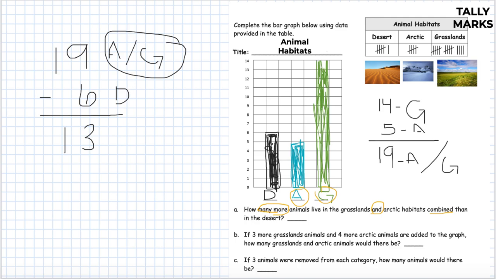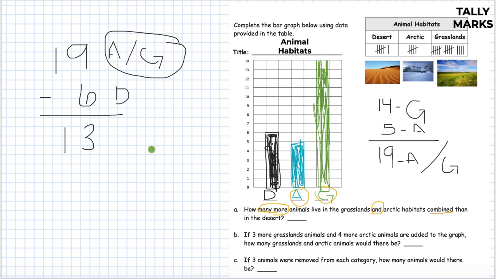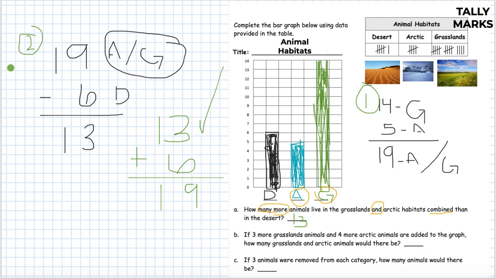Now, just to make sure that my math is correct, we know that the inverse operation of subtraction is addition. So I'm going to go ahead and add 13 plus 6 to make sure that I'm going to get 19. And I did. So this lets me know that I checked. This was my first step, and this was my second step. So I'm going to write right on this line 13.